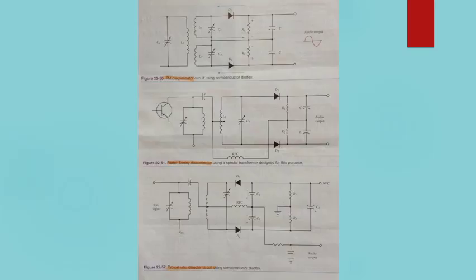At center frequency, equal voltages are developed across the tuned circuits. D1 and D2 conduct equally. The voltages across R1 and R2 are equal and opposite in polarity. The circuit output is zero.